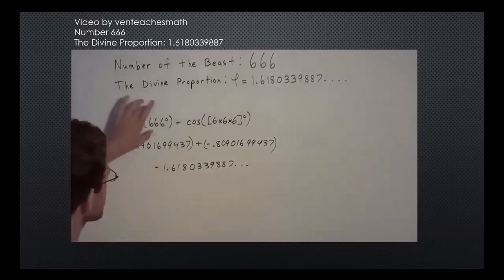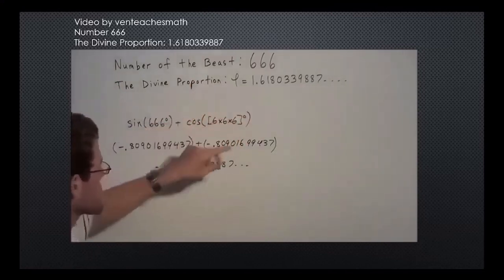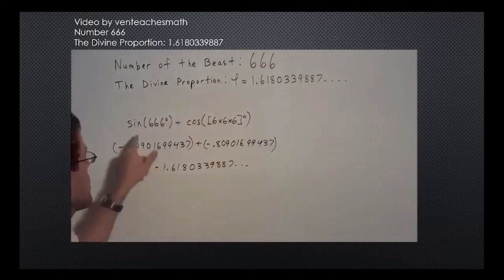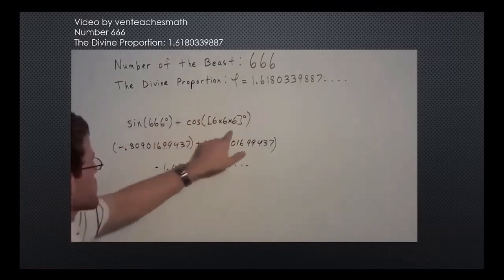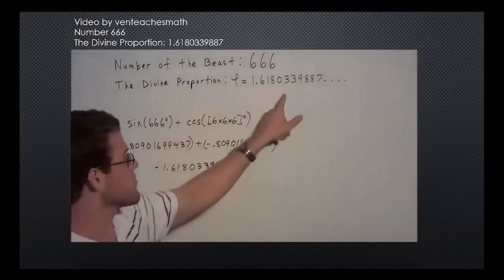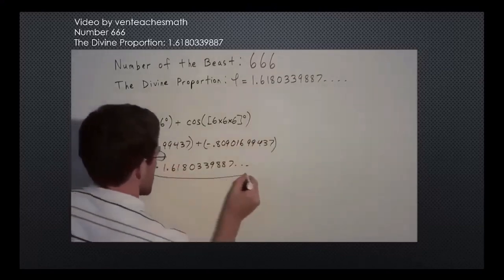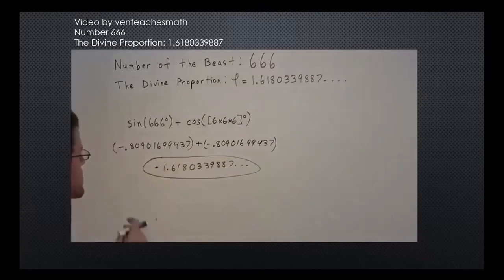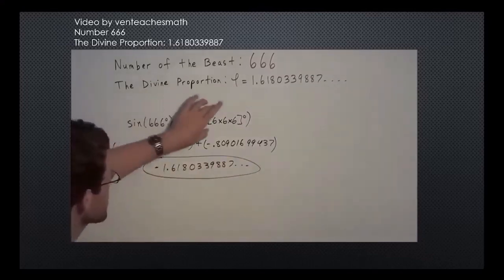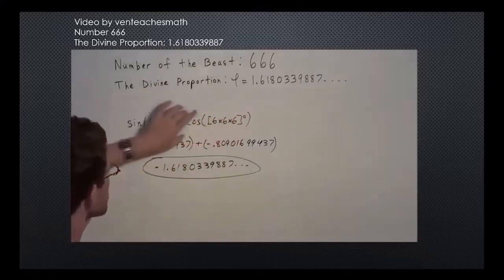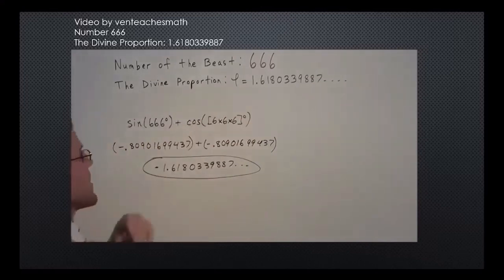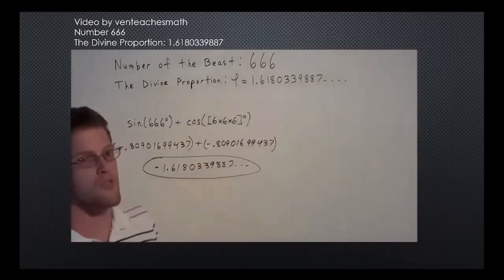When we use basic trigonometry with the number of the beast, notice how the value of this expression here is the additive inverse of the golden ratio. So if we analyze this a little bit closer, this tells us that an expression here that uses the number of the beast results in the additive inverse of the golden ratio.